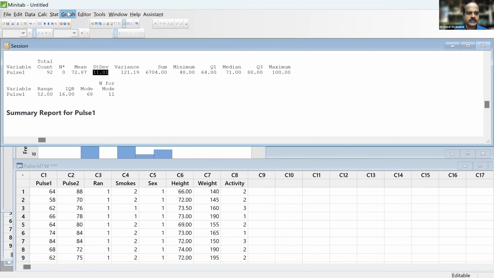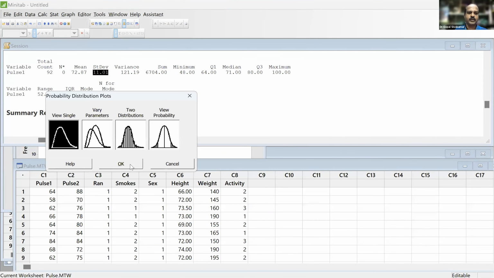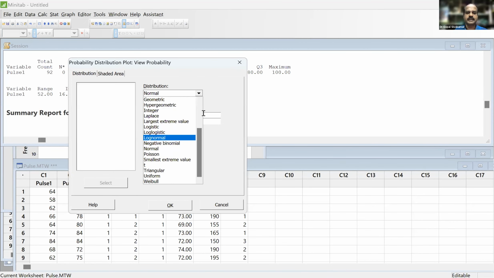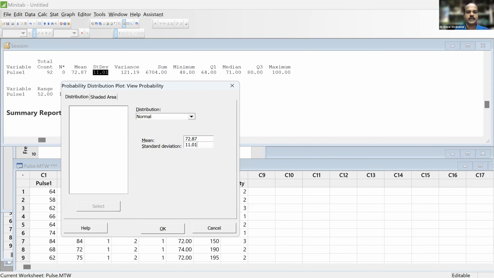Now I want you to go to a graph, probability distribution plot, and view probability. And now the distribution I want to follow is normal. What is the average pulse rate? 72.87. And what is the standard deviation you observed? 11.01. Now I want to see what the population will be, having a mean of 72.87 and standard deviation of 11.01.